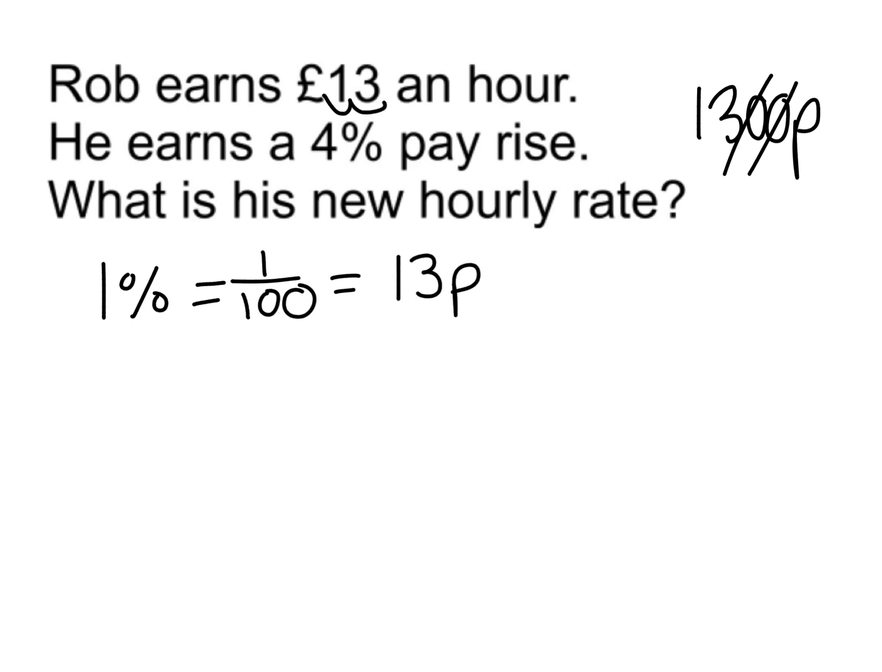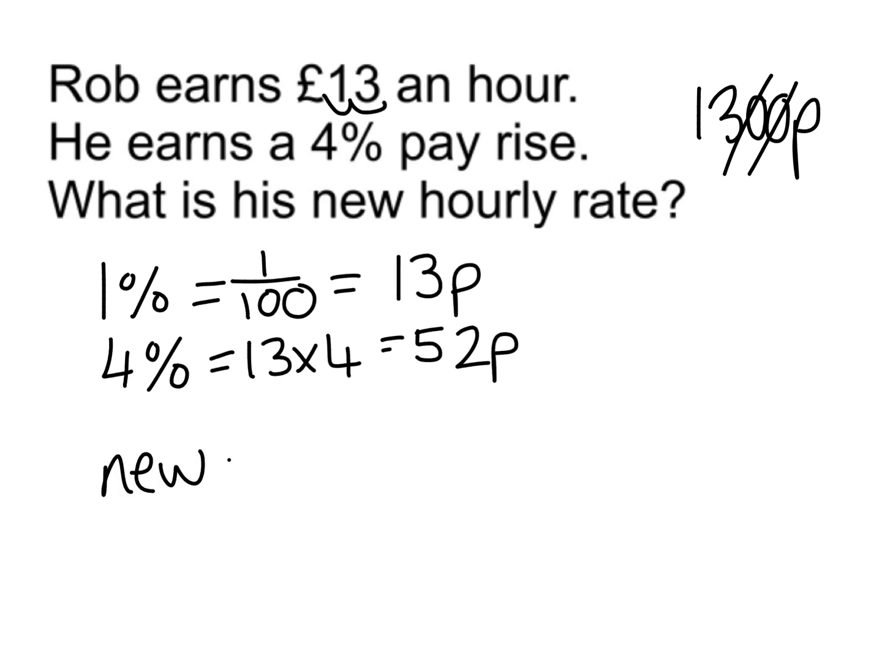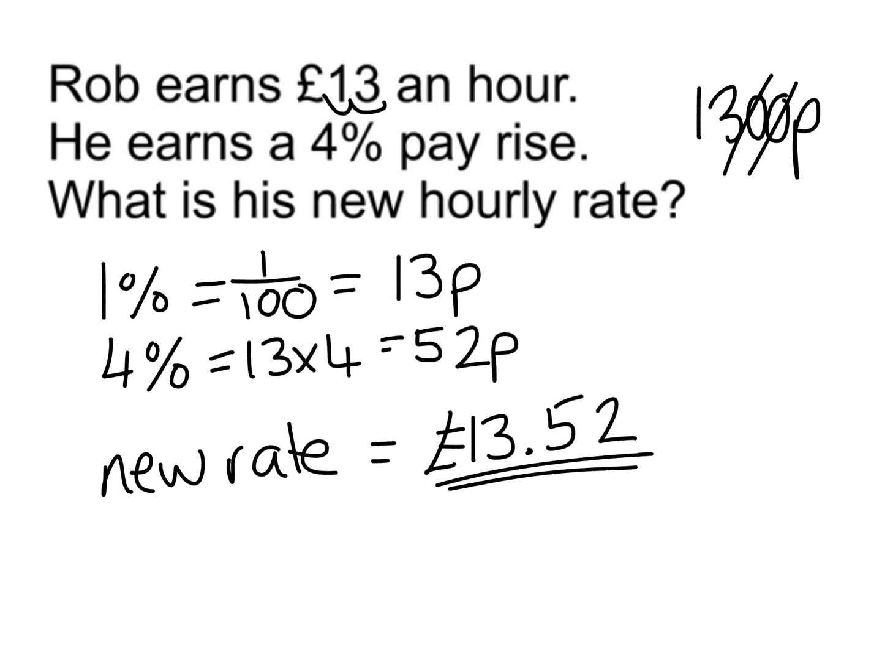1% is 13p. Now Rob is not getting 1%, he's getting 4%, so that is 13 times 4, which is 13 times 4 is 40 plus 12 is 52 pence. So Rob is getting an extra 52 pence an hour. So his new rate is £13 plus 52 pence. I'm not going to write out the sum for that one. It's £13.52. So that was the easiest one to add on at the end.